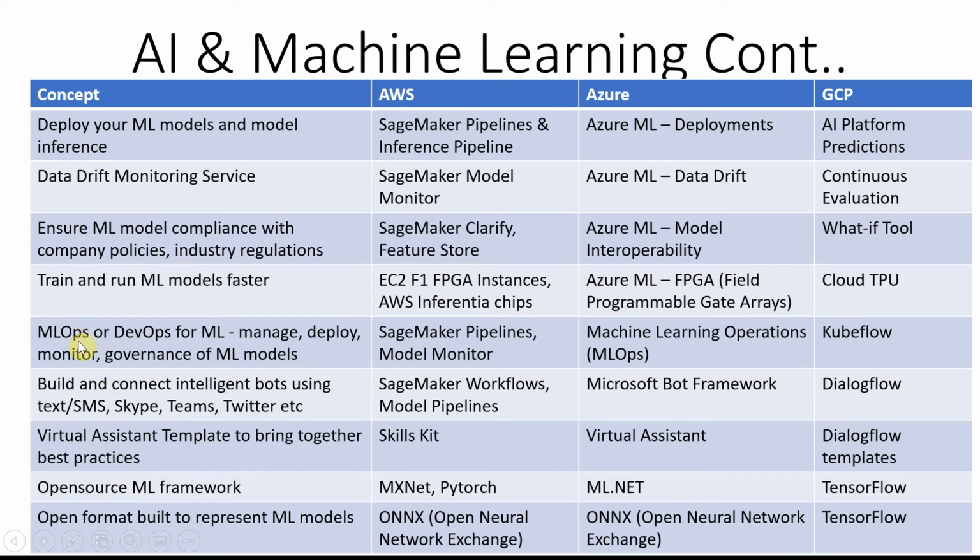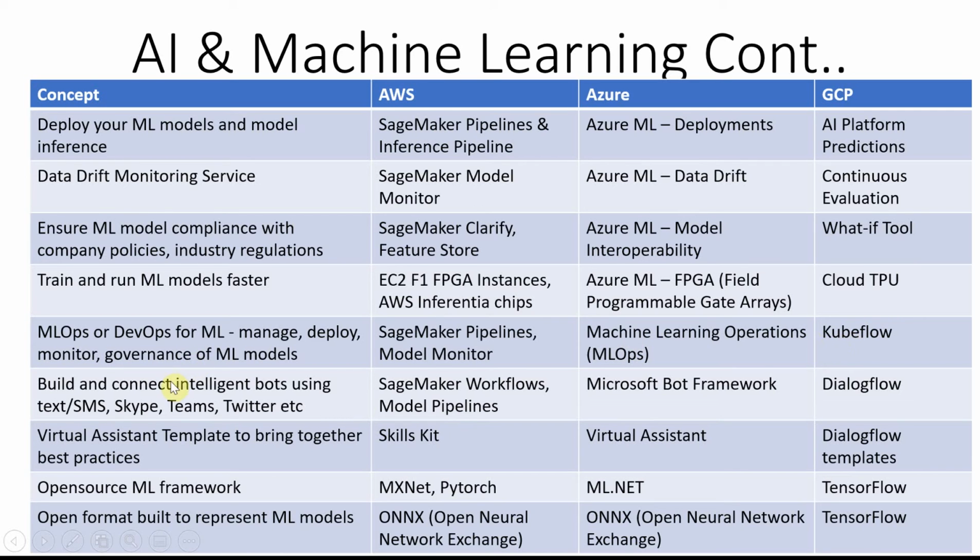I think we're talking about this MLOps and DevOps category, and managing the entire ML model, starting from manage to deploy to monitor to govern. So it's SageMaker Pipelines and Model Monitor in AWS, in Azure it is MLOps, and in GCP it is Kubeflow.